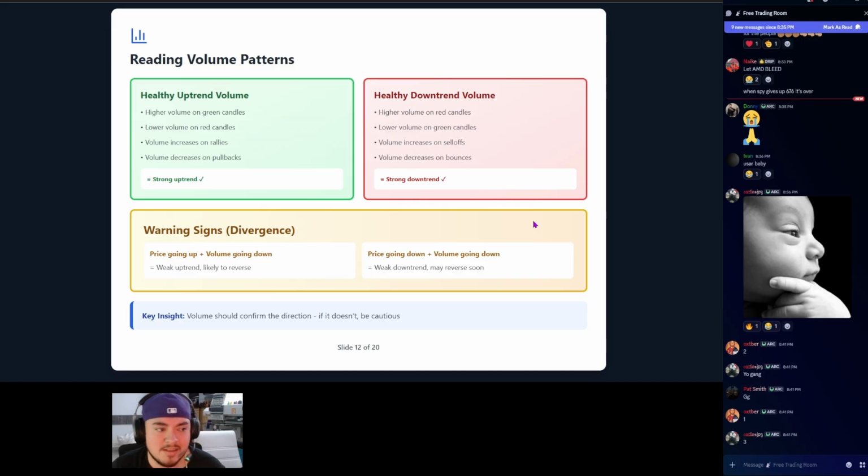So warning signs: divergence. What is divergence, guys? It's just when two stocks or two indices are doing opposite things. If this is a game of probability, guys, you want everything to be doing the same thing. That's going to give you the highest probability, correct? So warning signs, divergence: price going up plus volume going down, right? This equals a weak uptrend likely to reverse. Price down, volume going up equals a strong downtrend that may reverse soon, right?